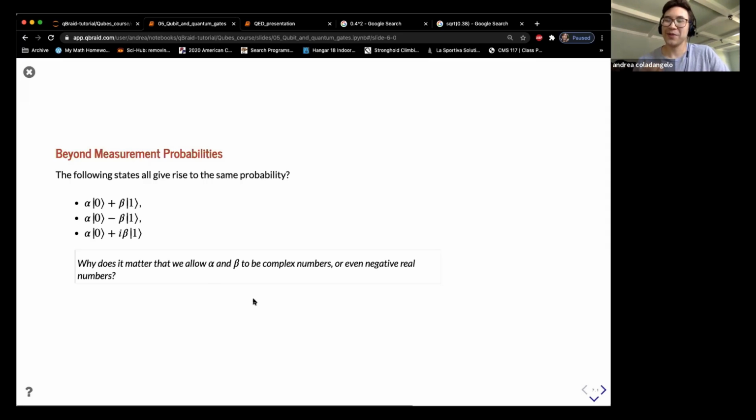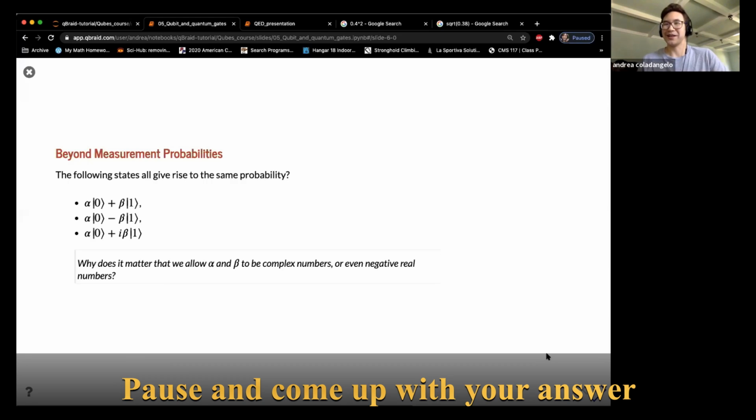Okay, so then my question to you is, why does it matter that we allow alpha and beta to be complex numbers, or even negative numbers? Forget complex, just negative numbers, because anyway we're taking squares. Why are we even allowing that?